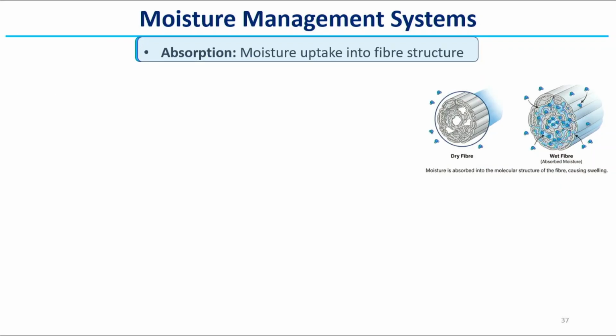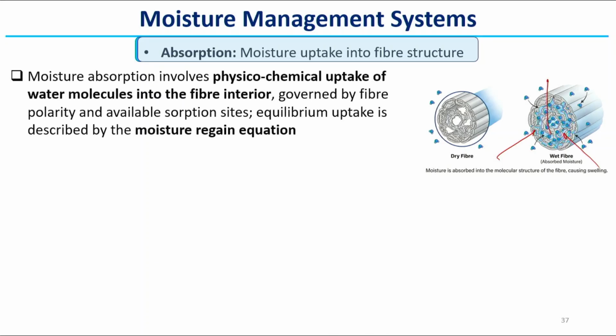Absorption of moisture into the fiber structure. So, absorption and desorption type of mechanism is very well there for hydrophilic type fiber. The moisture vapor gets penetrated into the fiber structure by absorption, and when the vapor pressure increases, this vapor will be pushed to the other side. So, moisture absorption involves physicochemical uptake of the water molecule into the fiber interior.